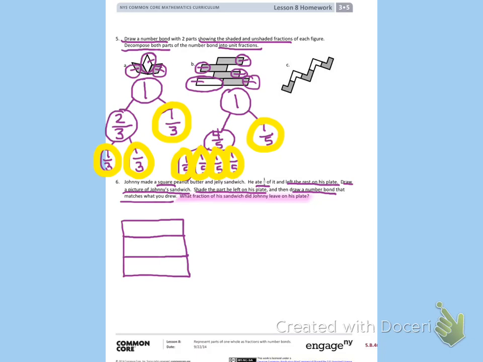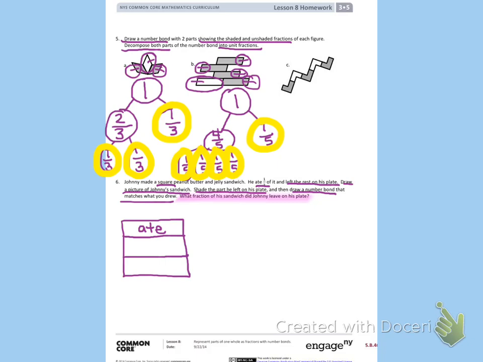It says to draw a picture of Johnny's sandwich, which we just did, and now it tells us we need to shade the part he left on his plate. We're not shading the part that he ate, we're shading the part that he left on his plate. If he ate 1/3 of it, I'll go ahead and label that part the part he ate. That's 1 out of the 3 pieces. And now we're going to go ahead and shade the part that he left on his plate.